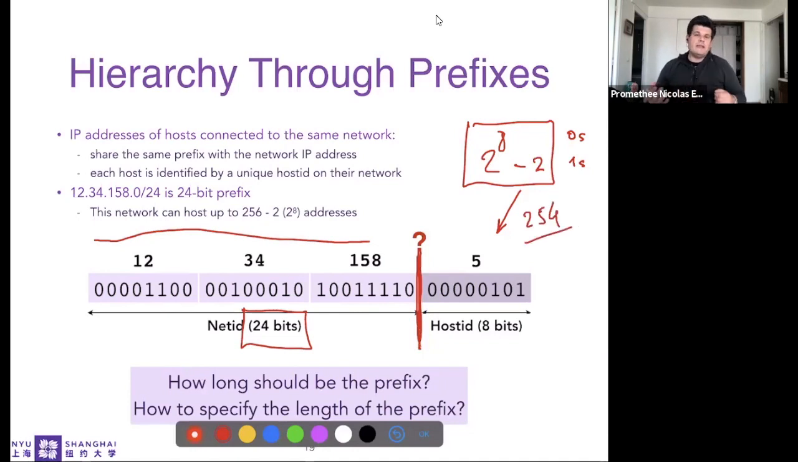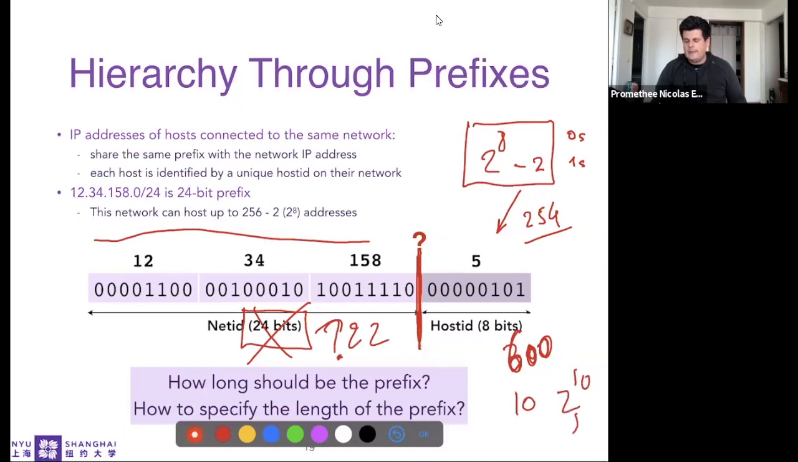So basically, the idea is that, knowing the size of my network, this is how I should define the size of the prefix. If I have 600 hosts, what should be the size of the prefix? So 22, because 22 means 10 bits for hosts, 2^10. It should be 10 here and 22 for the prefix, given the number of hosts. Understood? So this is how it should be.